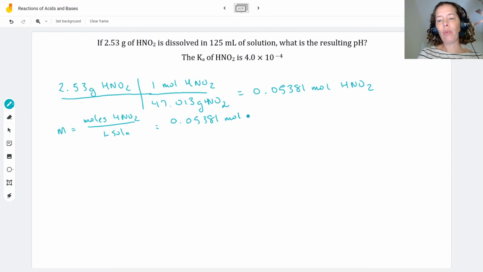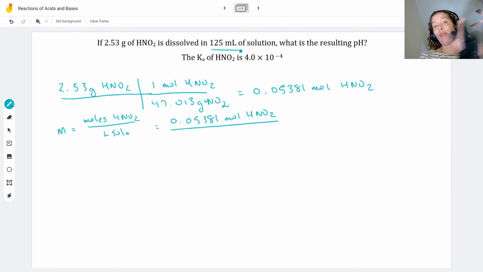0.05381, that is moles of nitrous acid. And now I need my liters of solution. So if I go up to my problem, I see that I have 125 milliliters of solution. Of course, this is a very easy conversion. You just want to shift that decimal point 3 places to the left or divide by 1,000. And you get 0.125. This is now liters of solution. And this concentration is 0.431. And again, this is molarity.